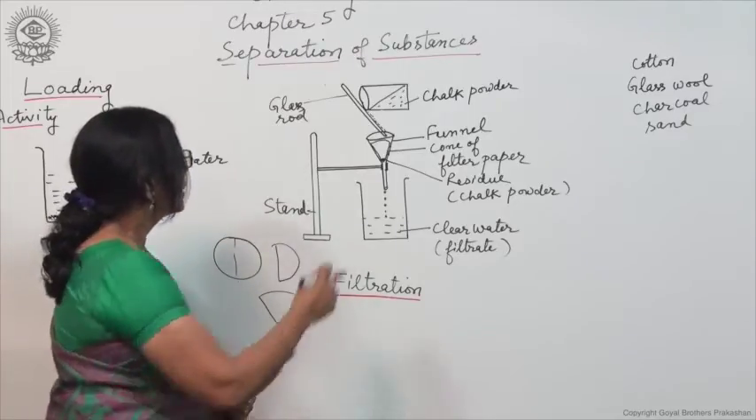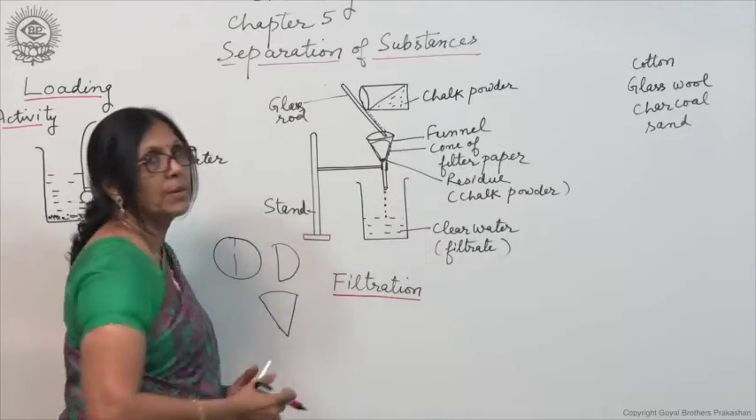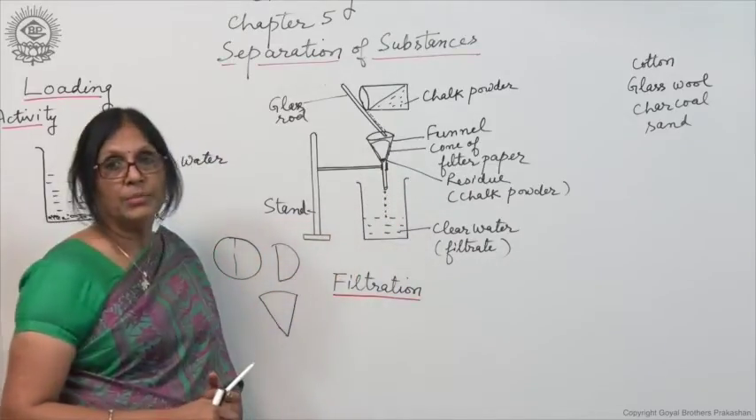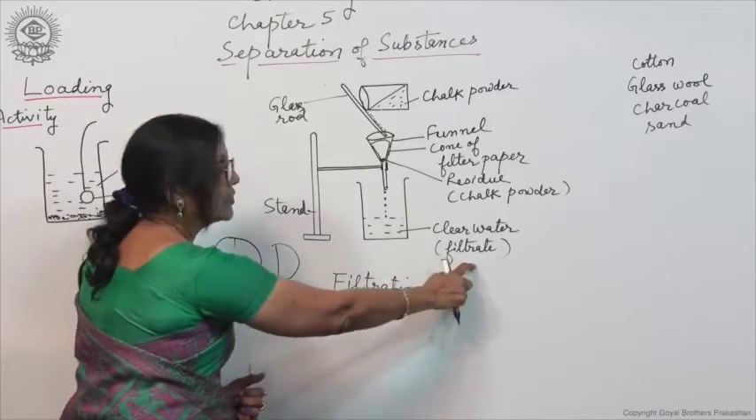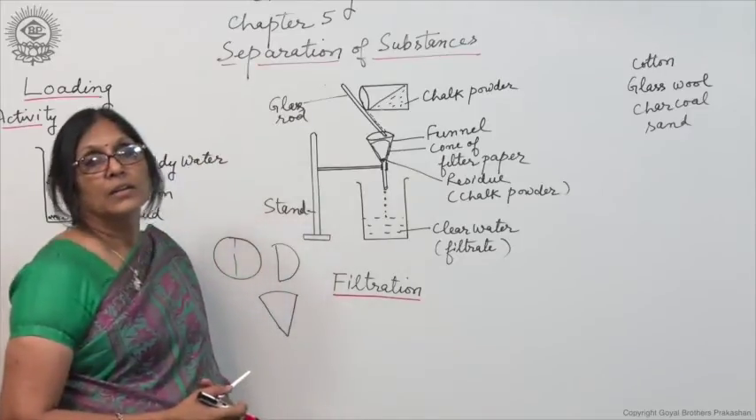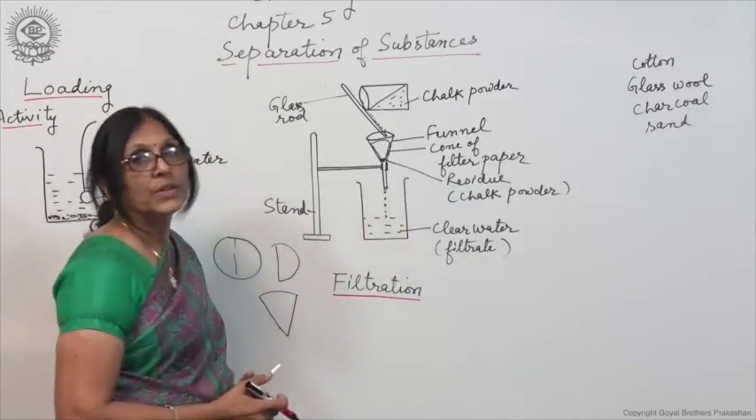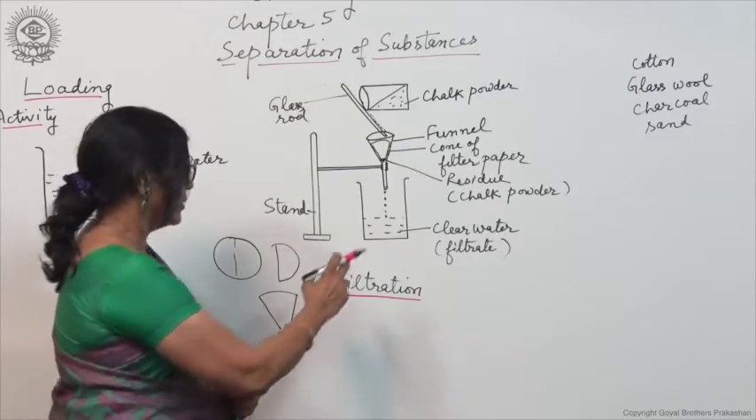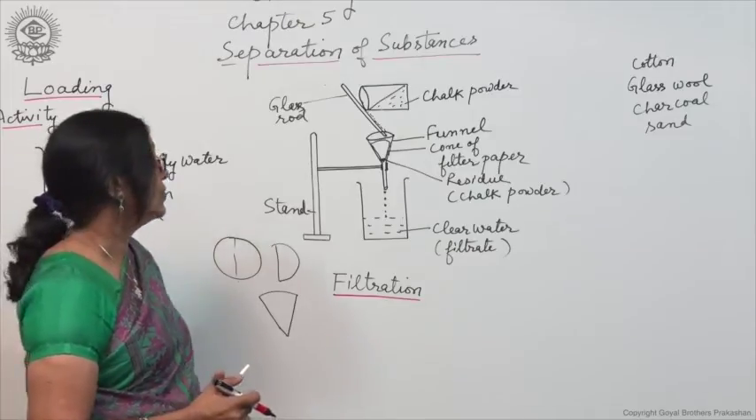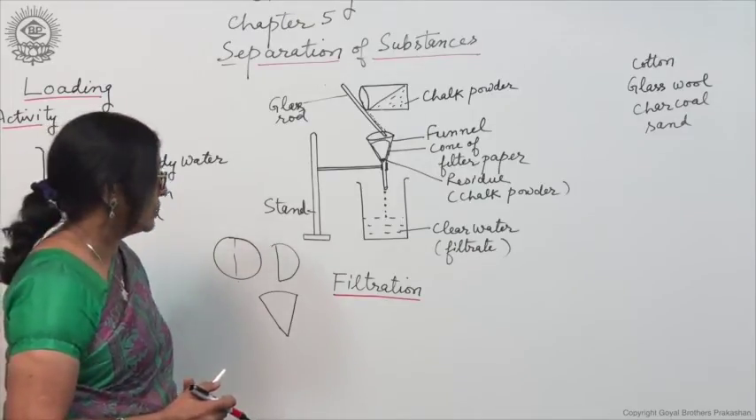Now what will happen? This chalk powder mixture will pass through the filter paper and clear water collects in the empty beaker, which is called filtrate. And the chalk powder will remain on the filter paper cone and it is called residue. And you can see that this water does not have any chalk powder in it. It's very clear water which you have got.